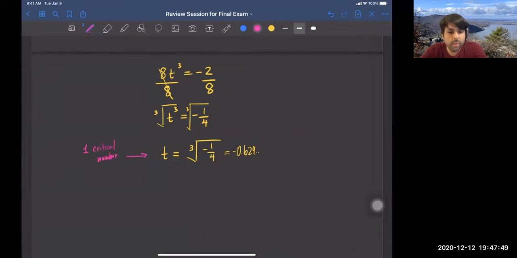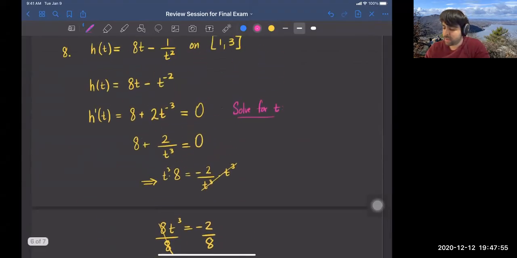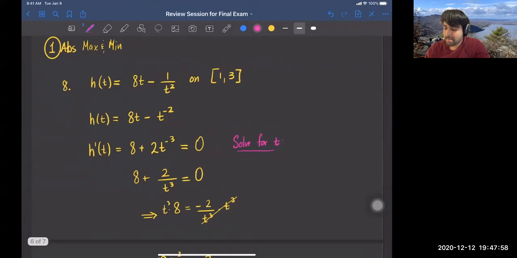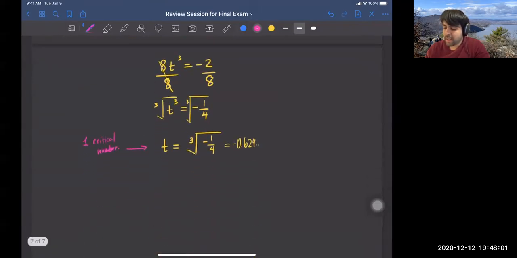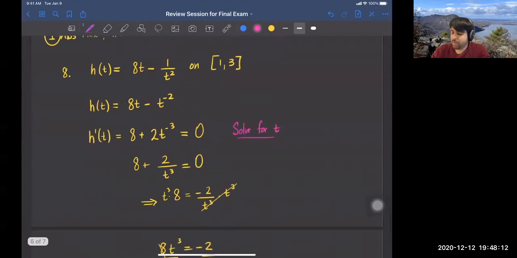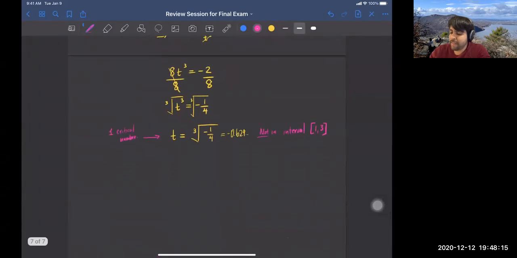And remember, I'm only trying to look for the max or the min on the specified interval. So is negative 0.6 on this interval from 1 to 3? It's not. This is not in the interval 1 comma 3. If that's the case, then I don't even have to test this because it's a negative number already, and I'm in 1 to 3. So the only thing I can do is find values on the endpoints.